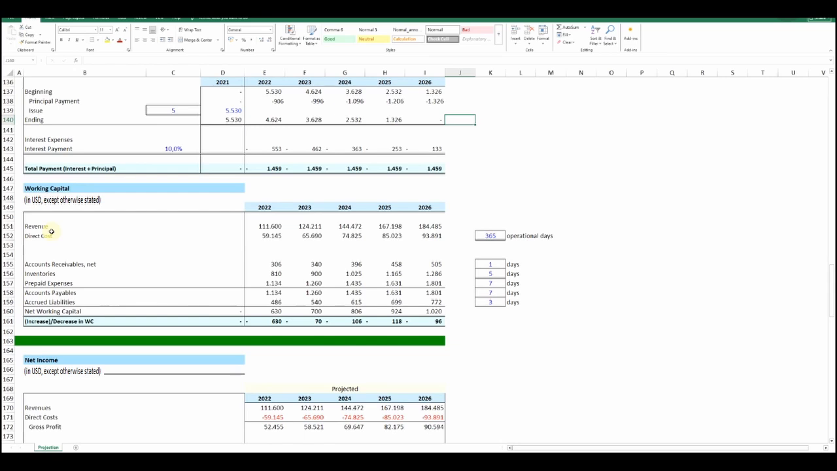The basic assumption is how many days, on average, this business needs working capital out of the total 365 operational days in a year. For example, if receivables are 1 day, it means that out of the total sales for the year, about 1 day's worth of sales is unpaid. The same goes for accounts payable. In this example, payables to suppliers are roughly equivalent to 7 days of the total direct costs for the year.